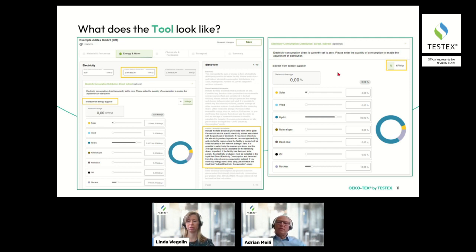So, like for electricity, it's possible to give the kilowatt per hour, but also, at the right-hand side of the slide, you can see it can also be displayed in percentage. So here for the solar, hydropower, and nuclear power, the percentage is given, and this is displayed in the final report.